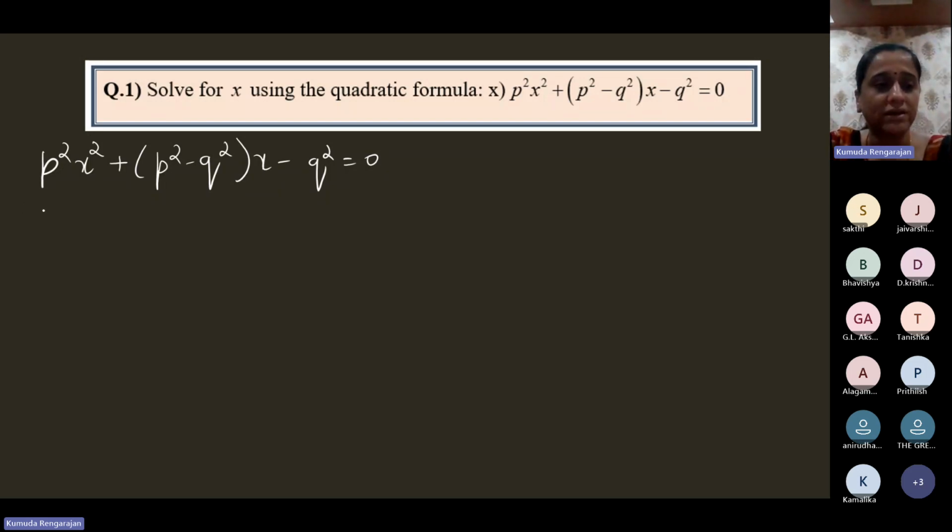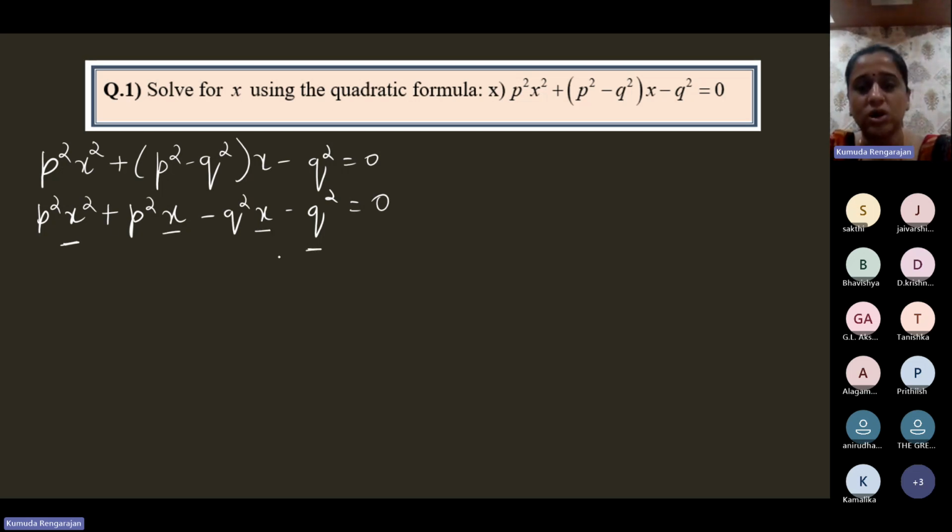So we'll open up the bracket: p square x square plus p square into x plus p square x q square into x, so minus q square x minus q square is equal to 0. Now see here, we have one x square term, two x terms, and one constant. Constant is that term which does not have an x or x square in it. So this can be easily factorized by grouping.